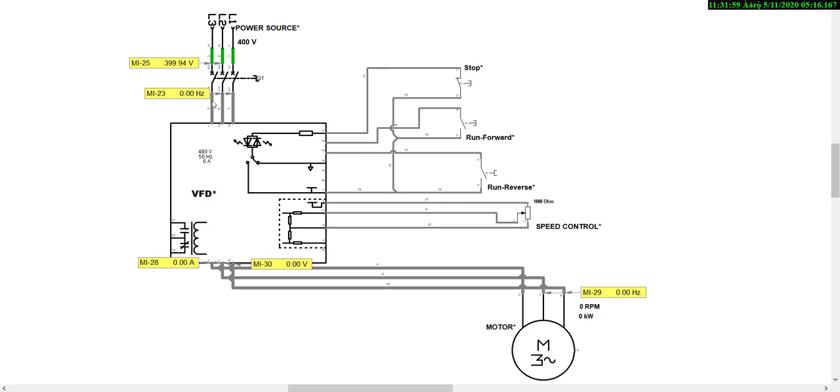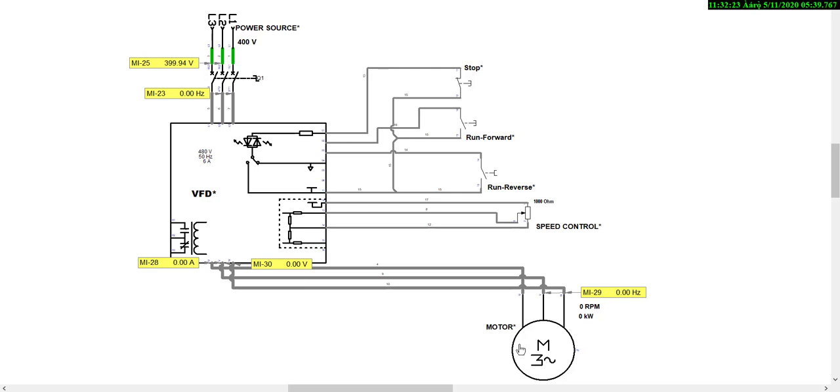Now, this is our frequency meter, and this is the input of our VFD. That means our VFD takes in three-phase input. This is the output of our VFD, U, V, and W, that is directly connected to our electric motor. Our VFD has a start circuit, stop circuit, forward circuit, reverse circuit, and the speed circuit.